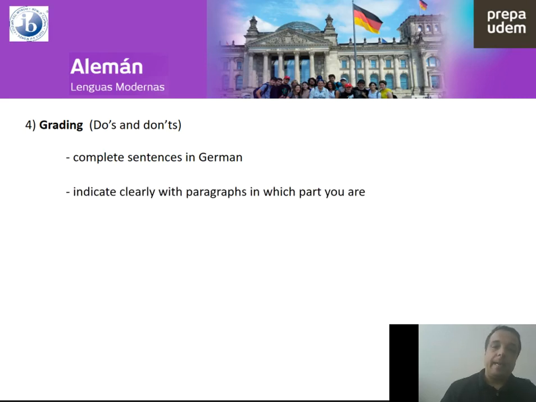Then, indicate clearly with paragraphs in which part you are. That's really important. I, as correcting teacher, need to know, okay, this is the introduction, this is the comparison, this is reflection question 1, reflection question 2, reflection question 3. Because if you don't clearly indicate what you're doing, and there is, for instance, a mistake in the introduction, if you write introduction with Mexican facts, then I think, okay, this is already comparison, so you don't get points for any introduction.